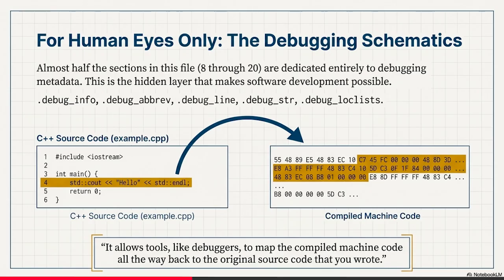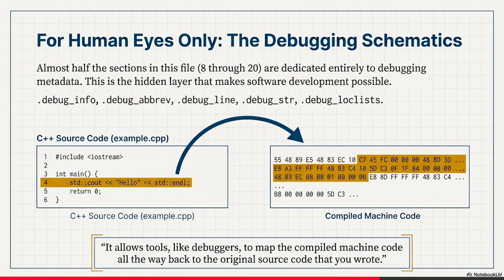This is the hidden debugging layer. Its purpose is purely practical, but it's incredibly important. It allows tools like debuggers to map the compiled machine code all the way back to the original source code that you wrote. It's what makes the system intelligible to a person. And we can see the specific roles in that layer, too. We have .debug_info, which seems to be the core DWARF metadata, detailing variables, types, scope. That's the structural data. And critically, there's .debug_line.